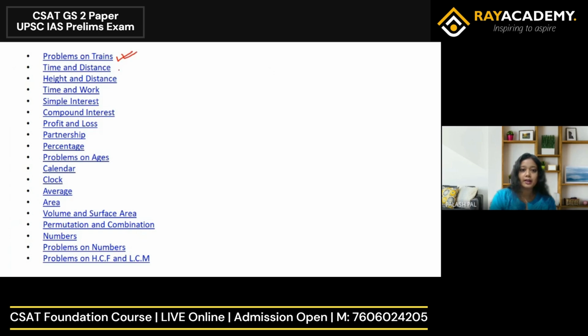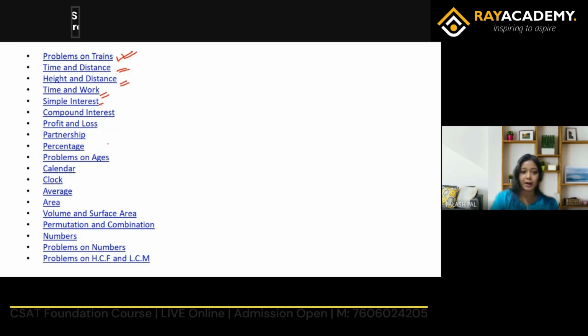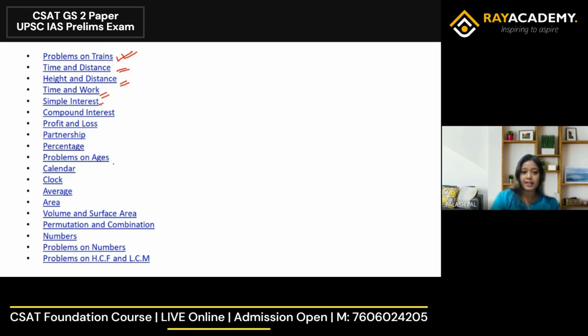Problem on trains, time and distance, height and distance, time and work, simple interest, compound interest, profit loss, partnership, percentage, problem on ages, calendar, clock, average, area, volume and surface area, permutation, combination, numbers, problem on numbers, and problem on HCF and LCM. Normally, this type of question, that is problem on trains, time and distance, time and work, simple interest, compound interest, profit loss, partnership, percentage, problem on ages, average, these are only in the arithmetic part. HCF, LCM, these are only the arithmetic part.